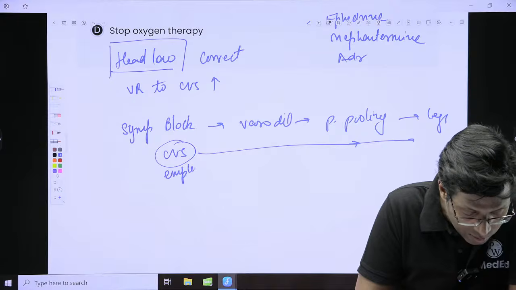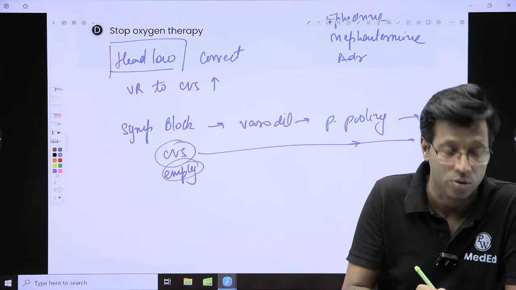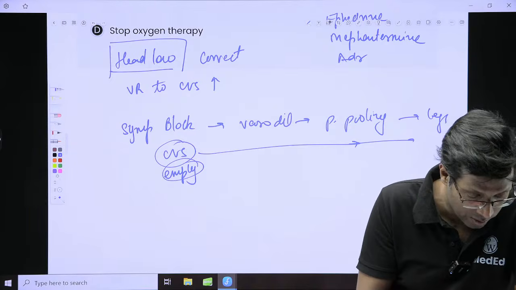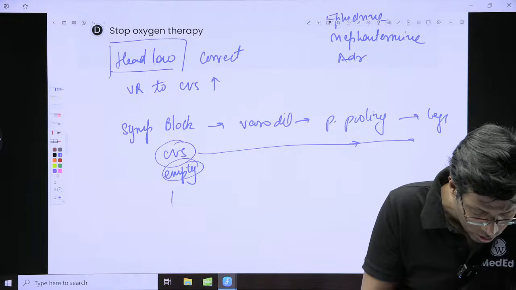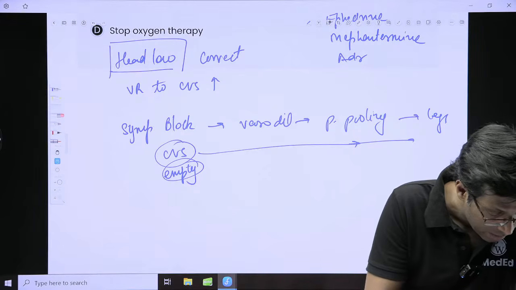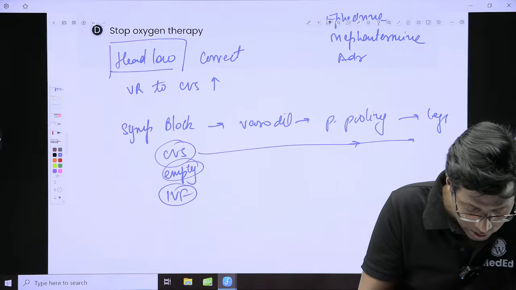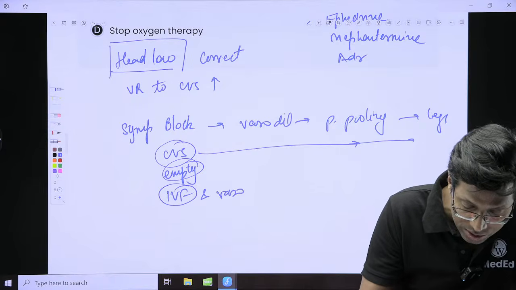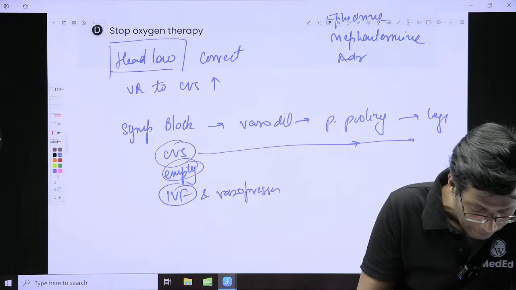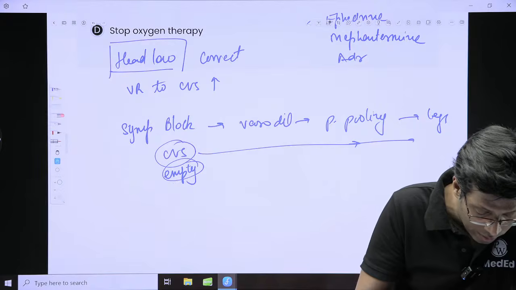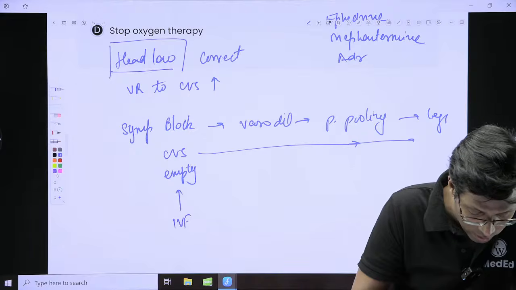Because the CVS becomes empty, I'm giving a layman language. This is not what is given in books. So, because the CVS becomes empty, you are supposed to give IV fluids. That is the reason we give IV fluids. And we give vasopressor to take care of the blood pressure, because in all the patients there is going to be peripheral pooling of blood. IV fluid is going to take care of the heart which has become empty, and that's the reason we use IV fluid.